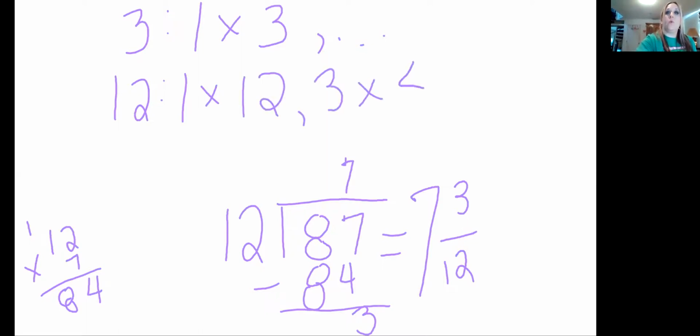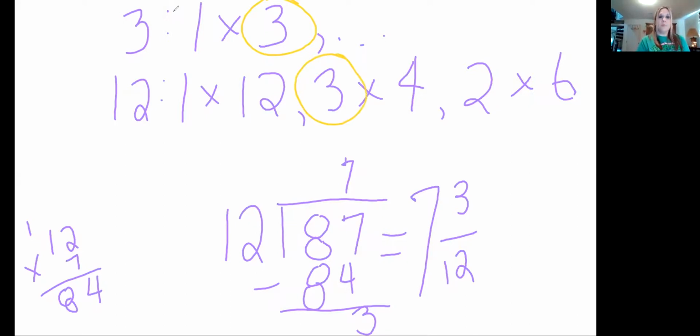3 and 4, 2 and 6. Is there a common factor? There is. Yay! 3. Okay, so let's divide this guy by 3. What is 3 divided by 3? 1. And 12 divided by 3? 4. So my final answer is 7 and 1/4.